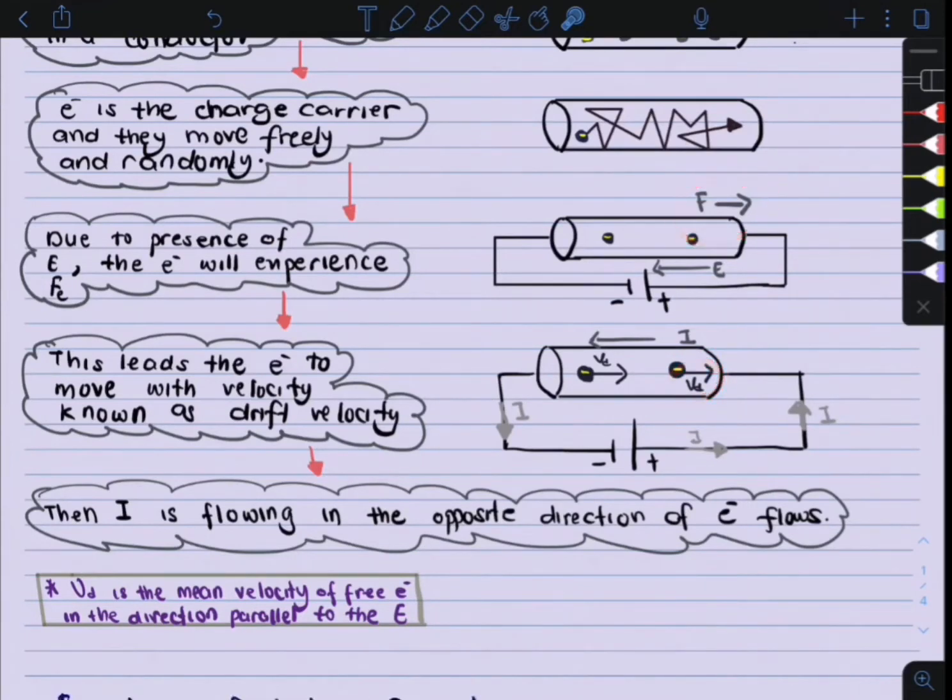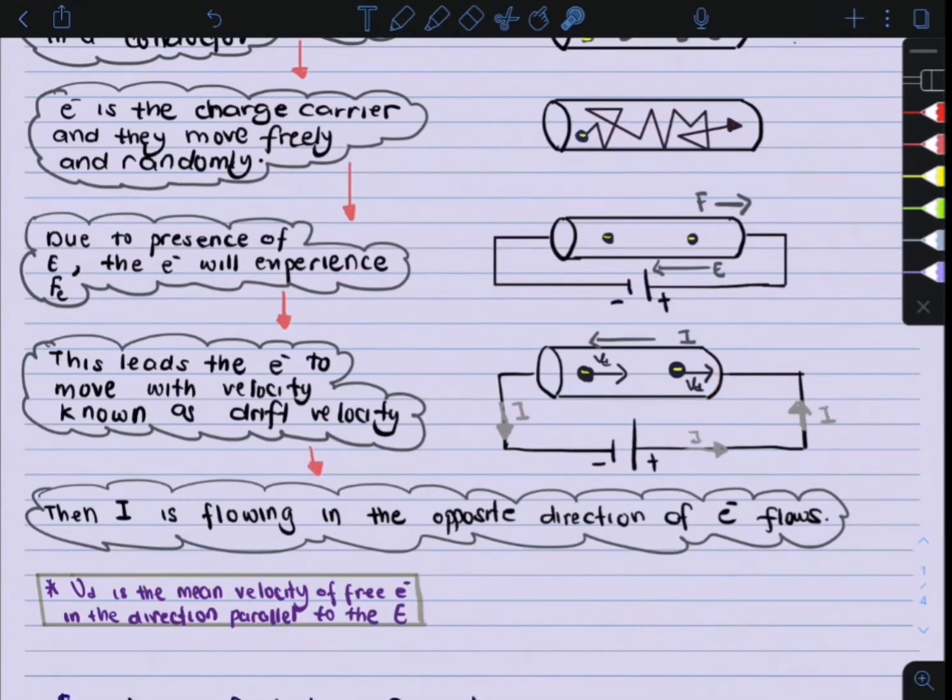So the electron is going to move in the direction which is the same direction as the force experienced by the electron. So kita tahu electron will be attracted to the positive terminal. Therefore, force of attraction dia dekat sini adalah to the right. Therefore, the electron will have drift velocity to the right as well.